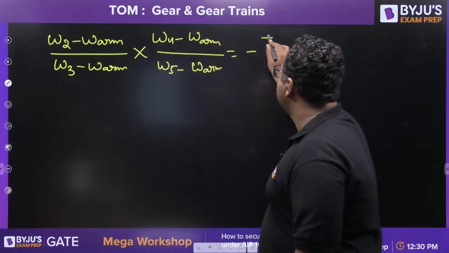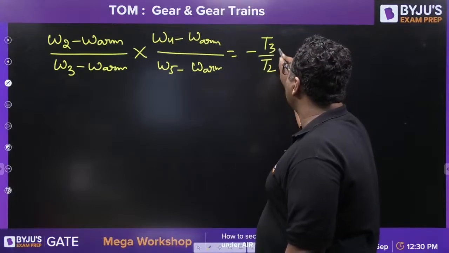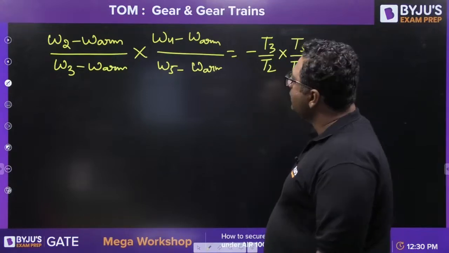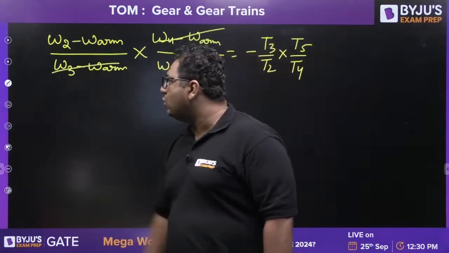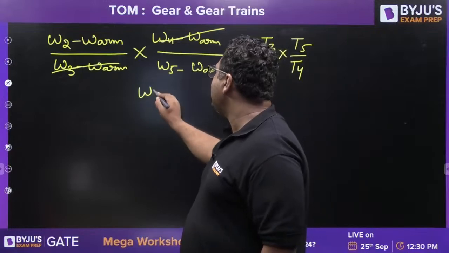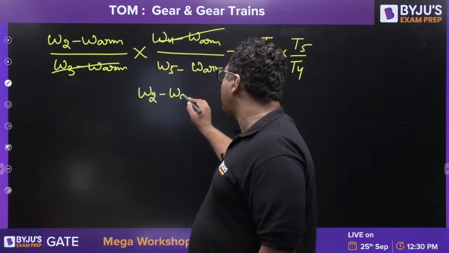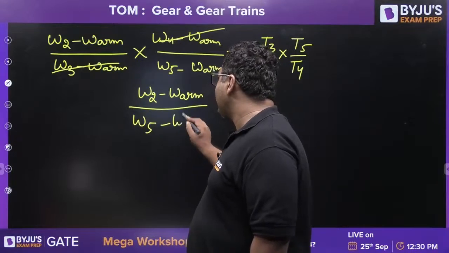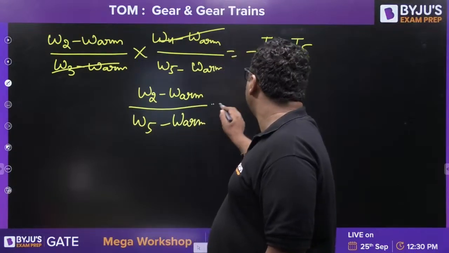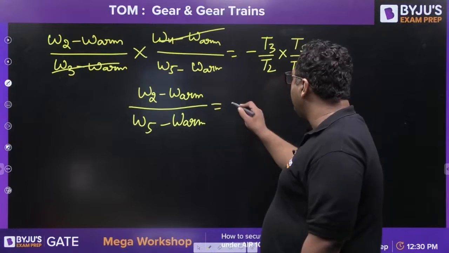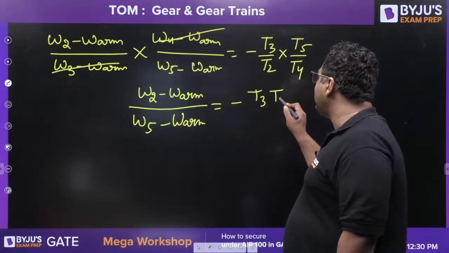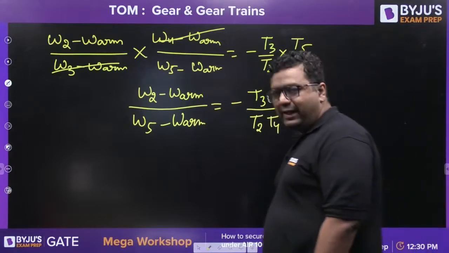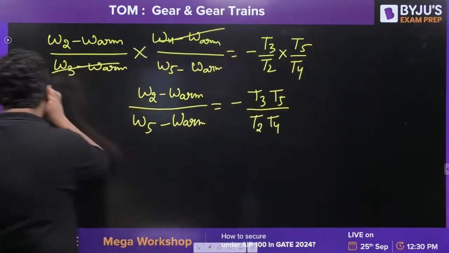Here minus T3 by T2, T5 by T4. This will get cancelled out. So you will be getting (omega 2 minus omega arm) by (omega 5 minus omega arm) equals the ratio of the number of teeth, T3 T5 by T2 T4. Okay, now you just need to put the values.